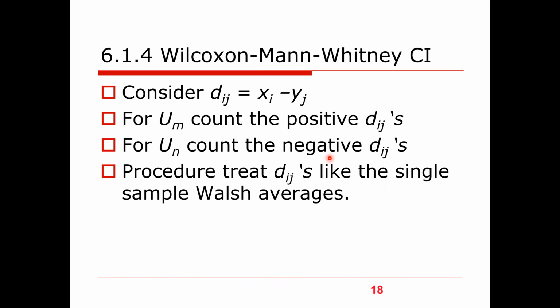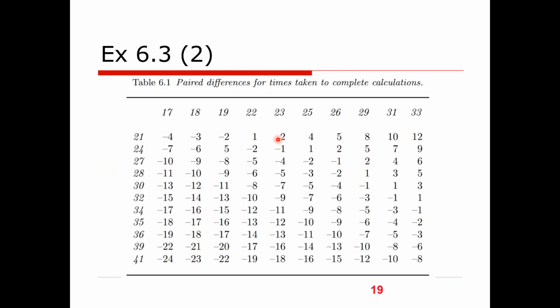The table is the matrix of the difference between any two observations in sample 1 and sample 2. Sorry, between any observation in sample 1 and any observation in sample 2, xi and yj. We use dij to denote it. The procedure treats dij's like Walsh averages for single samples. Here's the table.